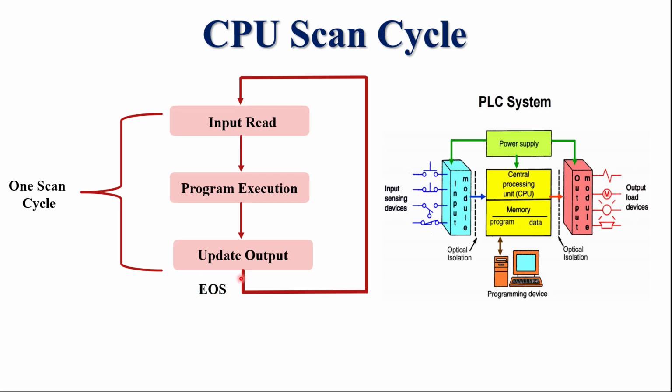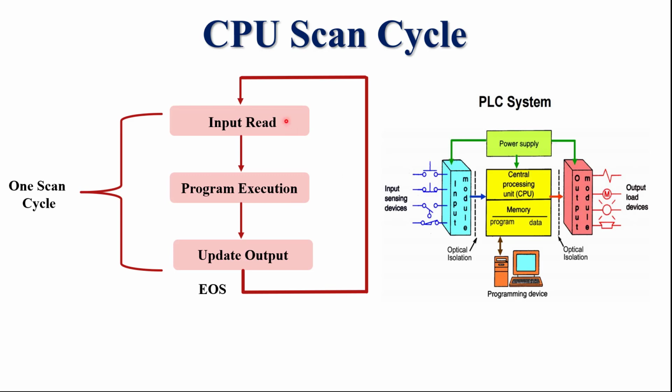Now again the CPU goes to the first step. Again the CPU reads input, then program execution, then update output. These three processes or three steps are called one scan cycle. So the CPU again and again, multiple times, performs these three operations. This is called the CPU scan cycle. In one scan cycle, the CPU performs one instruction at a time.